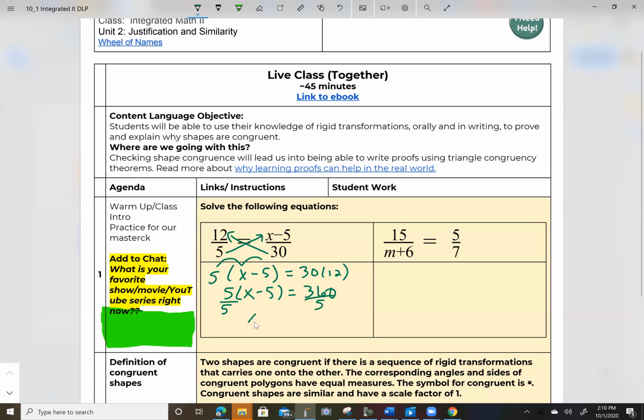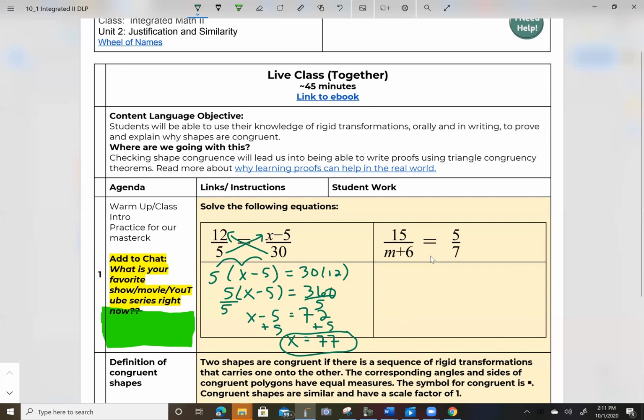Then on the left-hand side, I just have x minus 5. And on the right-hand side, I have, let's see if I can do this mental math, 360 divided by 5. It's going to be 72. And then we're going to add 5 to both sides to get x by itself. And we're going to get x is equal to 77. So a new way that one of the students showed us how to do it today.